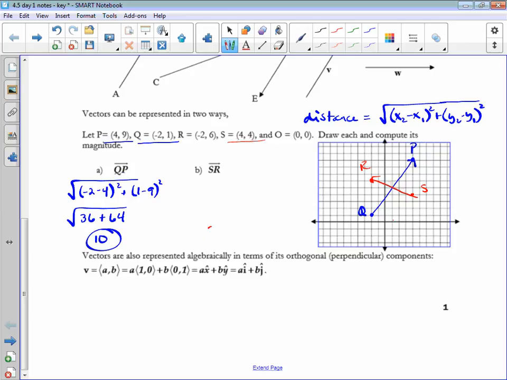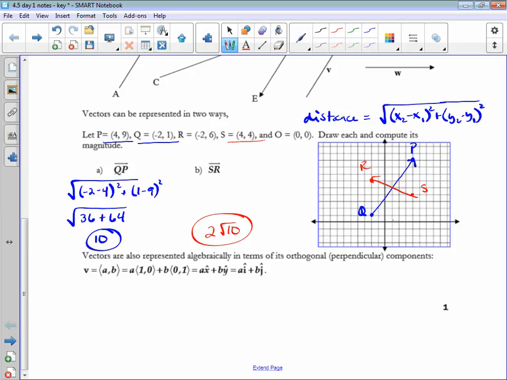Did you guys end up with 2 root 10? Yes? Anybody not get to 2 root 10? Please ask and have me go through it, but we're all there. Okay? Distance formula, not bad? Easy so far? Yeah? Okay.